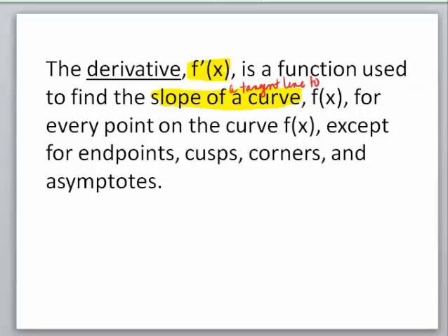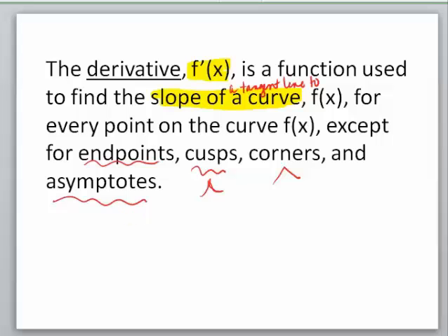The only thing we can't find derivatives at are the endpoints, cusp, which would be like a wave, so something that comes up as a point, corners, and asymptotes. These things are considered not differentiable, and we'll go much more into detail as we continue with derivatives. But I want to go ahead and throw out some of these terminologies. Differentiability means you can find the derivative. These four items are not differentiable, meaning you cannot find the derivative.